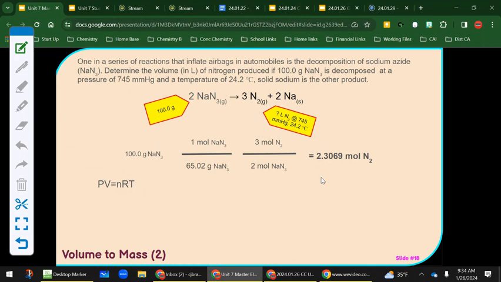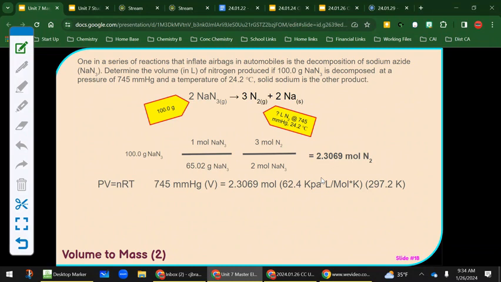So I'm going to use that formula. Why? I'm given a pressure, I'm given a temperature, I've got a number of moles here. We're going to use PV equals nRT. So I put in the 745 millimeters of mercury that they give me. I don't know what the volume is. I know how many moles of gas I created. I know what the R value is. And I have taken 24.2 and converted it into Kelvin, 297.2. I'm now going to solve for V.